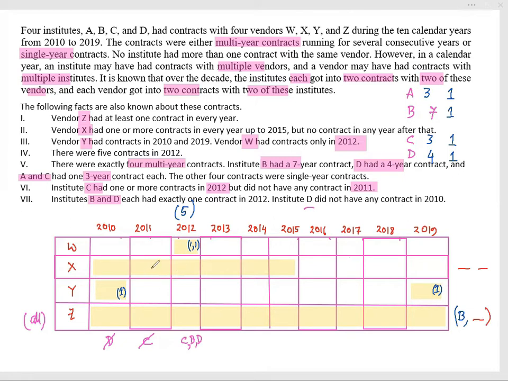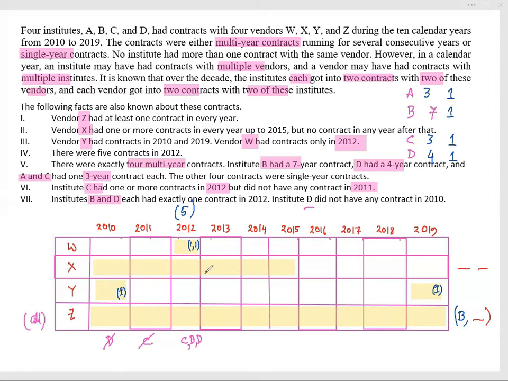C cannot be in year 11. So what does it mean? C cannot be in the first 3 years, 10, 11, 12, as a multi-year contract. But C needs to be in the year 2012, that I know. So basically, due to that reason, we can find it out. C, as it is a 3-year contract, if C starts from here and moves in that direction, 3 years, it would not be fulfilling. So C, in this case, cannot be a multi-year contract in this location.